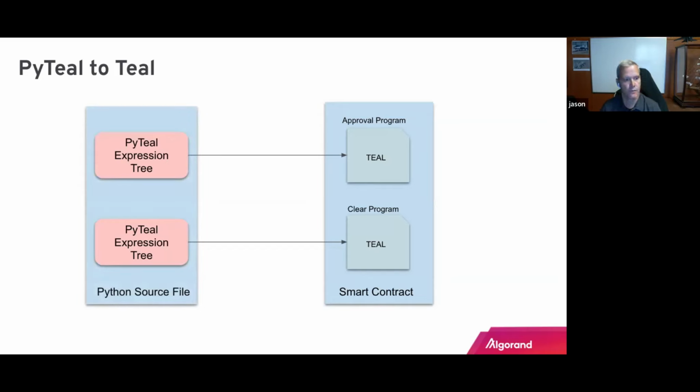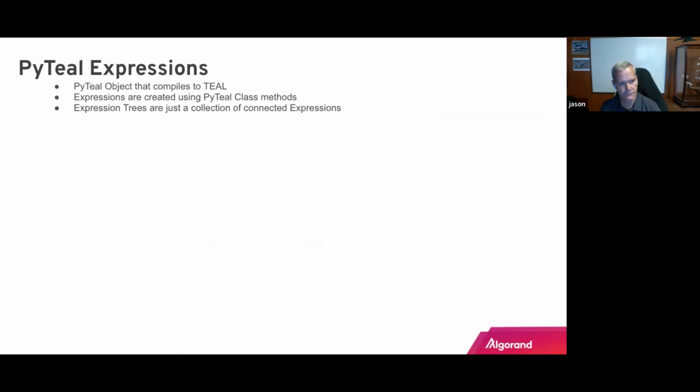So before getting into what a PyTeal expression tree is, first thing we need to discuss is PyTeal expressions. And what is a PyTeal expression? Well, a PyTeal expression is just a PyTeal object that compiles down to the equivalent TEAL. It allows you to describe different expressions in ways that are easier to comprehend, and let it just go produce the TEAL for you.